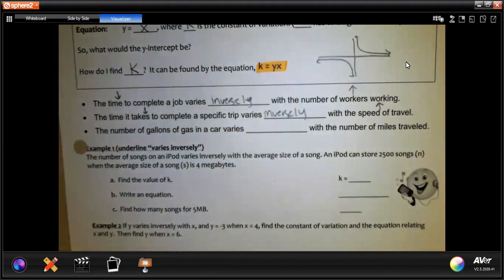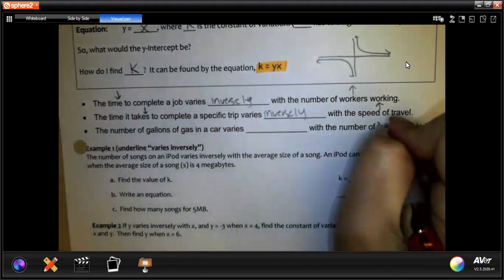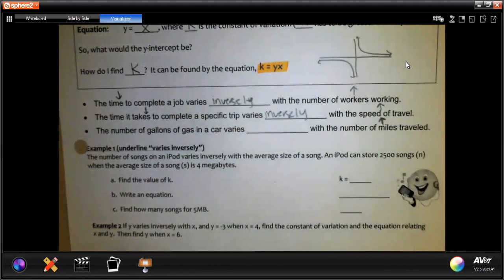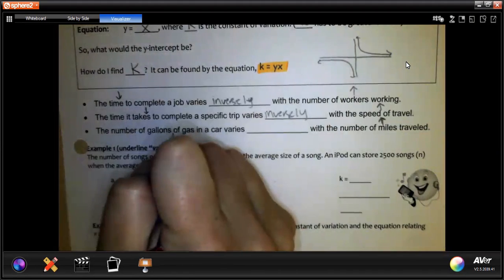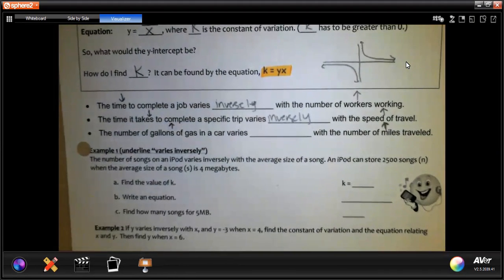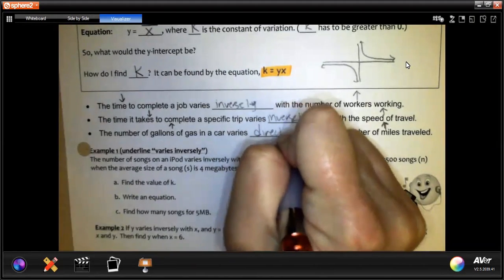And the number of gallons of gas in a car varies blank with the number of miles traveled. The more I travel, the number of gallons of gas are going to be up as well, because the further I go, the more gas I'm going to need. So this would be directly.